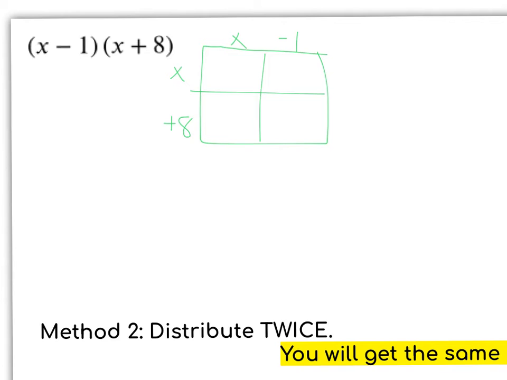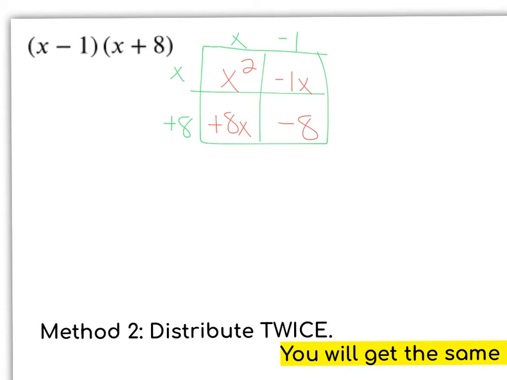Now we're going to do our multiplication. So this box is x times x. That's going to be x squared. This box is x times negative 1. So that is negative 1x, or you could just write negative x. That would be fine. This box here is 8 times x. So that's going to be a positive 8x. And then my last box is 8 times negative 1. That's going to be negative 8.